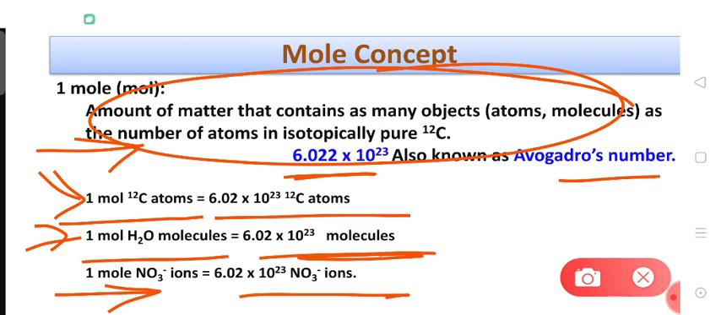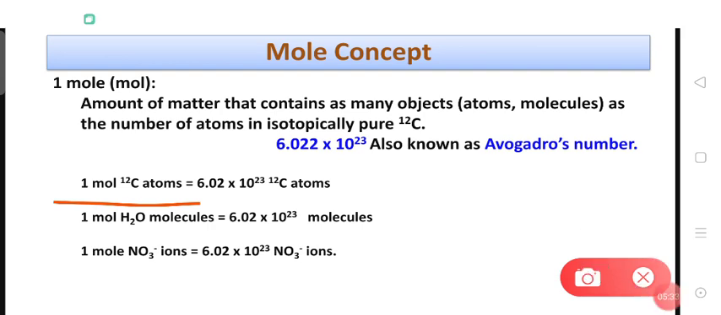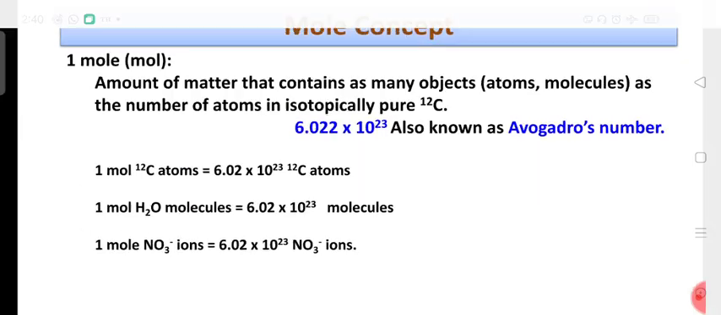Suppose somebody doesn't say this word, and says simply 1 mole water, then you will think that water exists in the form of molecules. That's why he is speaking of 1 mole of water molecules. In the same way, if someone says 1 mole carbon, you should automatically understand that carbon exists in the form of atoms. That means 1 mole carbon atoms, because carbon exists in the form of atoms, right?